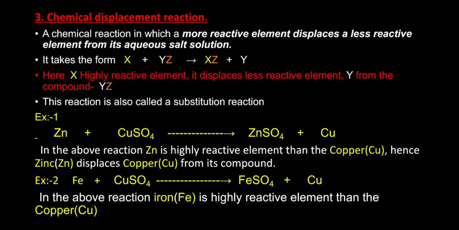Example number 2: iron Fe plus copper sulfate gives rise to iron sulfate, and there is a formation of copper outside. Zinc and iron are highly reactive elements as compared to copper, and there is a displacement of elements taking place here. In the above reaction, iron Fe is a highly reactive element than copper. That's why there is a displacement of the copper by the iron.